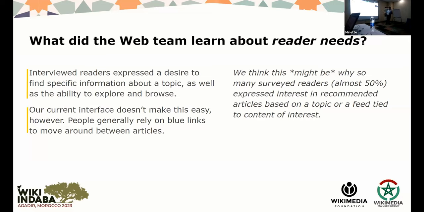And so the web team thinks maybe, as we saw earlier, about 50% of the people who responded to the survey said they want some kind of recommended article feed. They want a reading list option, some way to find new content in your topic. The web team thinks all of this is related. So, final slide. Where are they going with this?